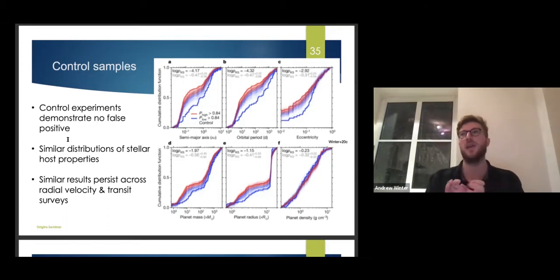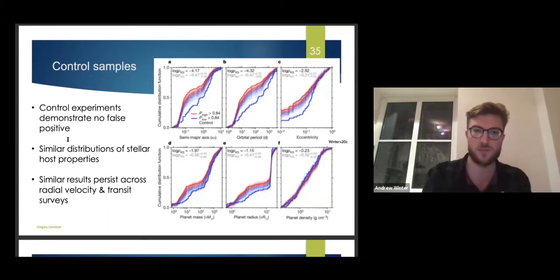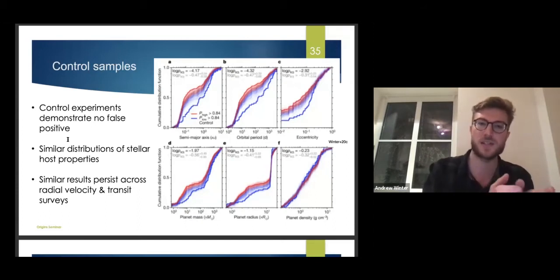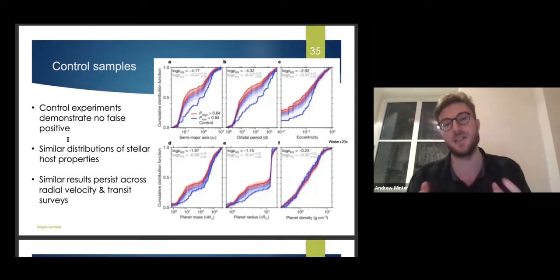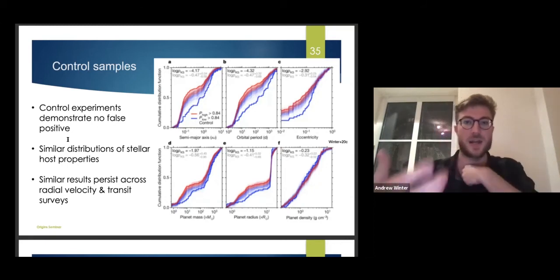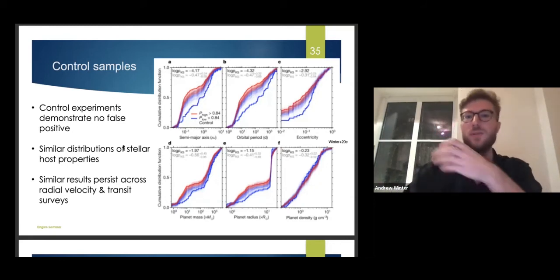So this is saying if certain surveys are looking in certain regions and those surveys are biased in a certain way, and they're also picking up certain exoplanets, could this be responsible for our results? And the answer is no. This wouldn't give us a false positive, because we've done this.